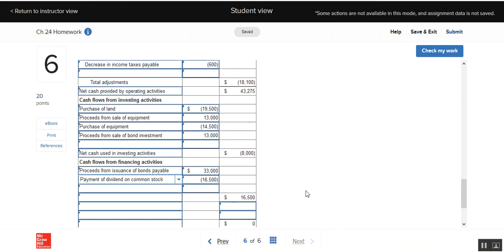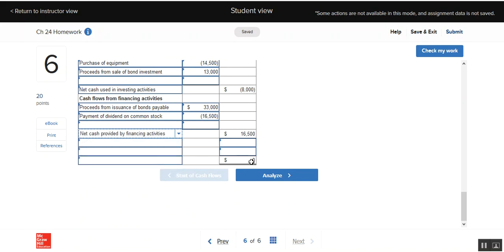And I think that's it. So there's actually a blank line here. Again, we've got another subtotal. That's a positive amount, so that is cash provided by financing activities. And that completes the three main sections of the statement of cash flows.